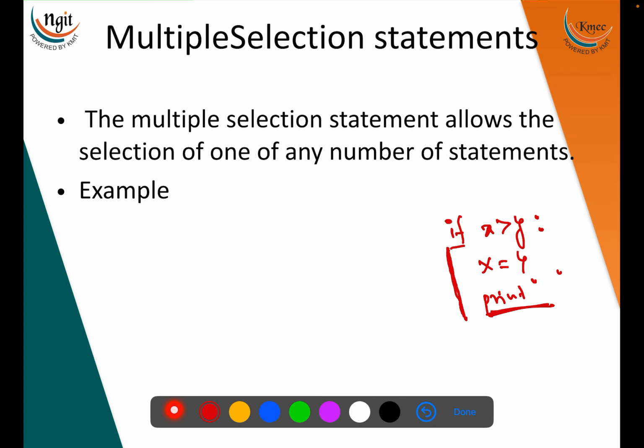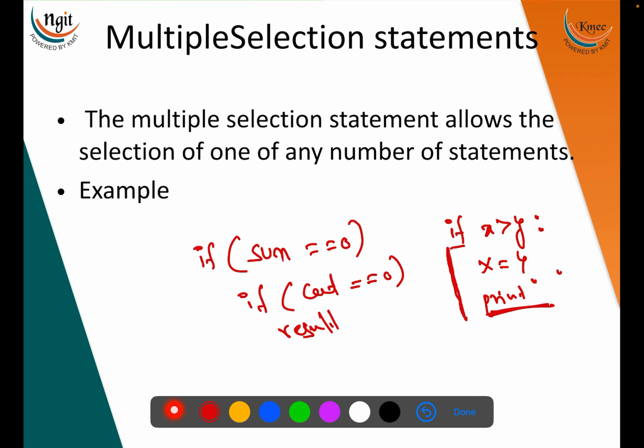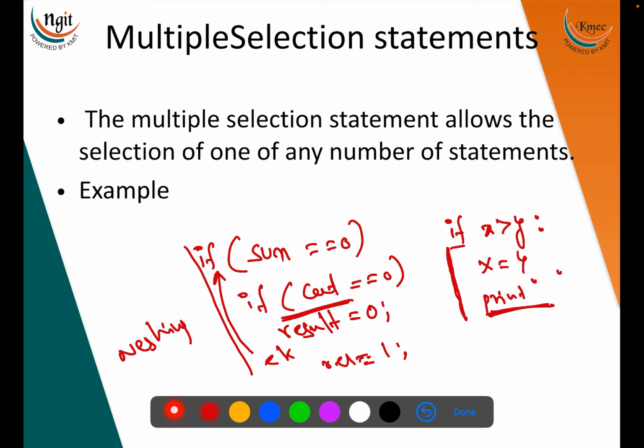We also have nesting selectors. For example: if sum double equal to 0 and if count double equal to 0, then result equal to 0, and else result equal to 1. Why am I calling this nesting selectors? Because one selection statement is available inside another selection statement. If a selection statement is inside another selection statement, those are called nesting selection statements, or simply nesting selectors.